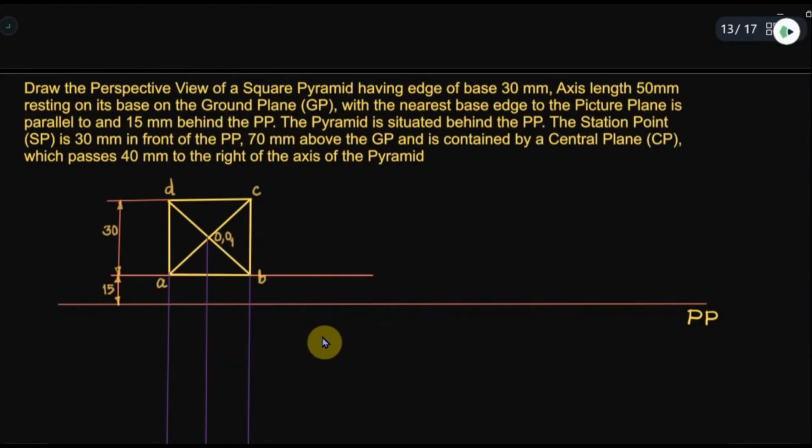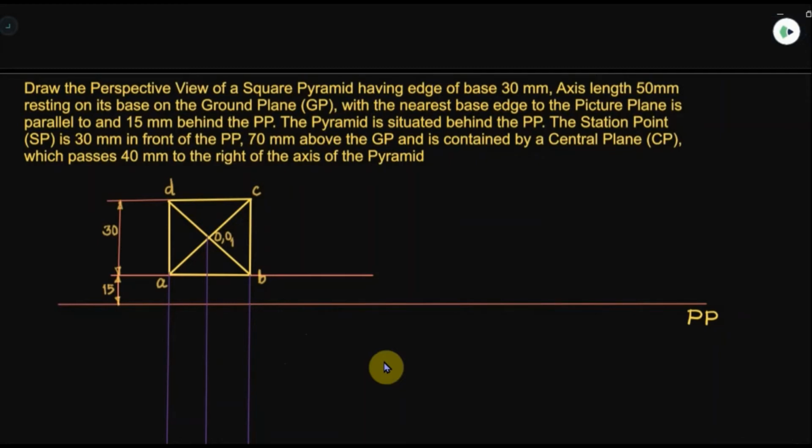We will locate the station point, its top view and front view. So the station point is 30 mm in front of the picture plane. 30 mm in front of means here the PP line is here. Below the PP line you have to take 30 mm to represent the station point.